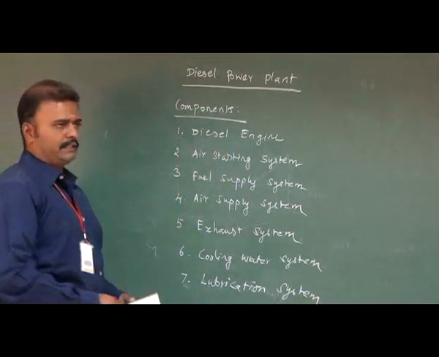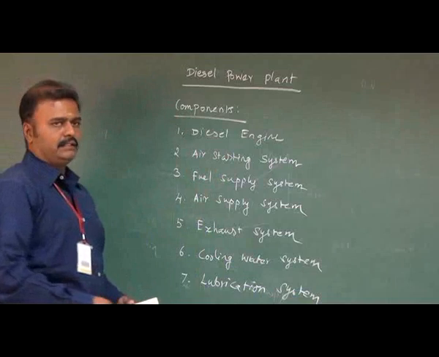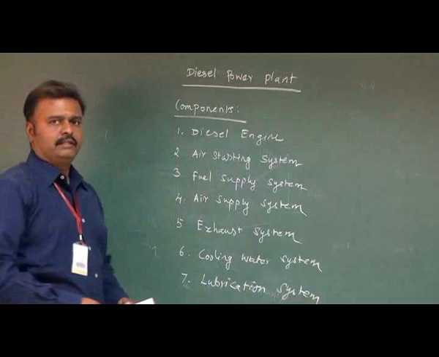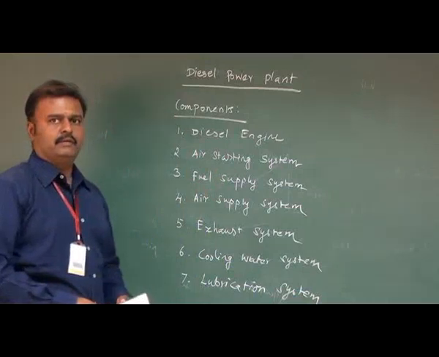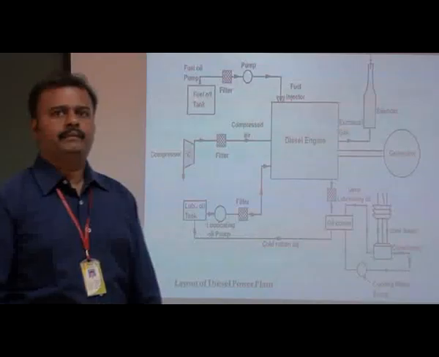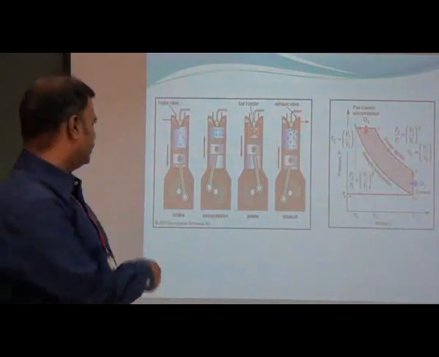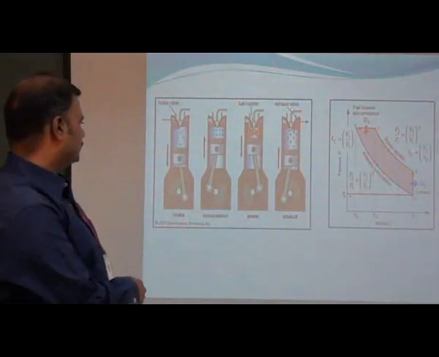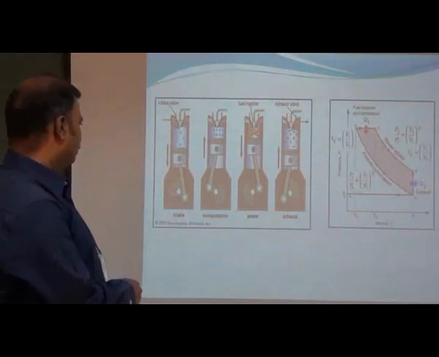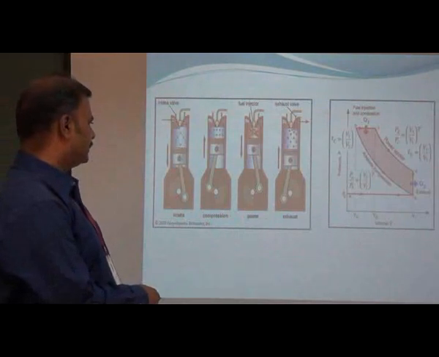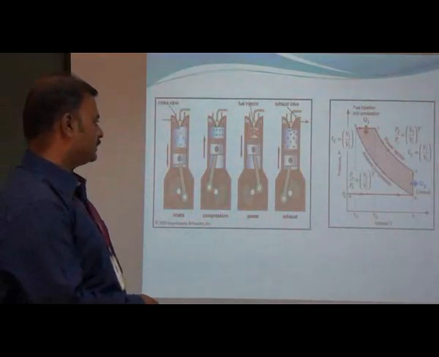Now, this is the layout of a diesel power plant. Before going to see the diesel power plant, we must know what is meant by the diesel engine. This is a 4-stroke diesel engine, where diesel is the fuel. How the diesel is converted into electrical energy, using the diesel engine here. There are 4 processes involved in the diesel engine. The first one is the intake stroke, the second one is the compression stroke, the third one is the power stroke, the fourth one is the exhaust stroke.